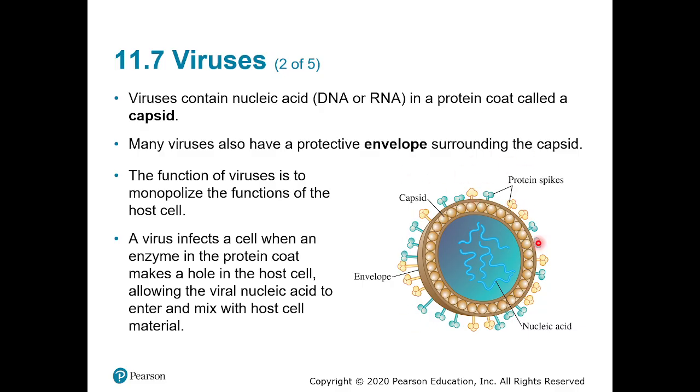The function of your virus is going to be to monopolize the functions of your host cell to orient them towards production of more virus so it can spread more. Viruses infect a cell when the enzyme in the protein coat makes a hole in your host cell. This will allow the viral nucleic acids to enter. It will then mix with the host cell materials and start being replicated by the host cell. Okay. Many viruses do not have protein spikes, but protein spikes can be very useful to latch onto and penetrate through your cell membranes.